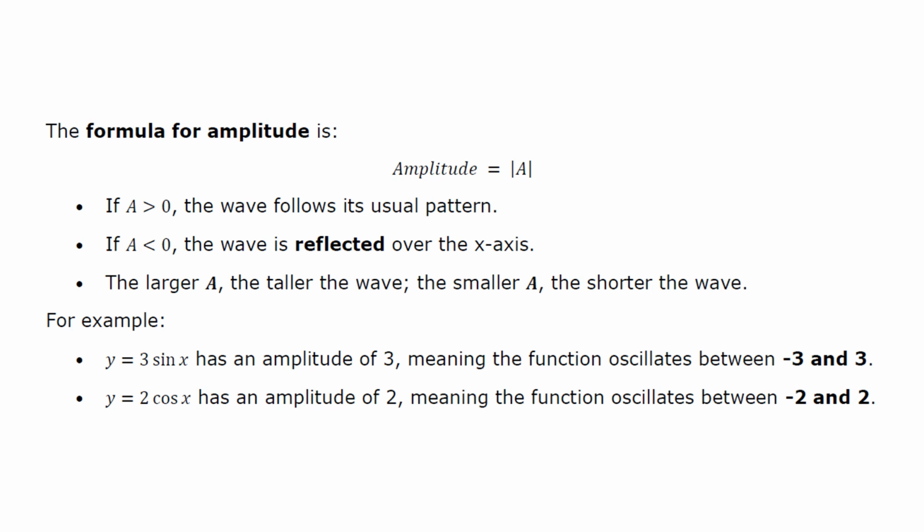If a is greater than 0, the wave follows its usual pattern. If a is less than 0, the wave is reflected over the x-axis. The larger a, the taller the wave. The smaller a, the shorter the wave. For example, y equals 3 sine x has an amplitude of 3, meaning the function oscillates between -3 and 3. Y equals 2 cosine x has an amplitude of 2, meaning the function oscillates between -2 and 2.